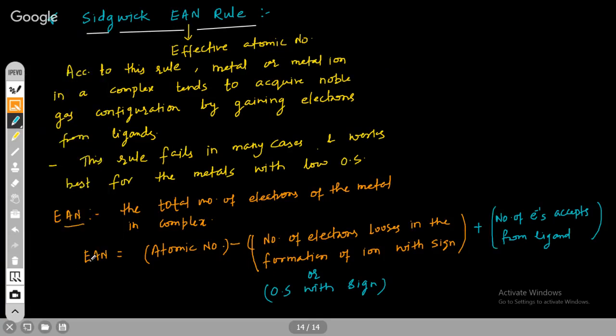You see, effective atomic number means what? The net number of electrons, the total number of electrons the metal has in the bonding state. So first of all, atomic number minus oxidation state. If the oxidation state is positive, it means it loses electrons. So atomic number minus the number of electrons lost plus the number of electrons gained. So it is actually the formula for the total number of electrons in the bonding state. Did you understand this formula? Atomic number minus the number of electrons lost in forming the oxidation state, plus the number of electrons gained. Clear?